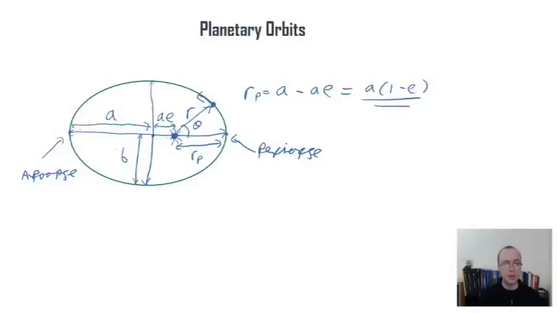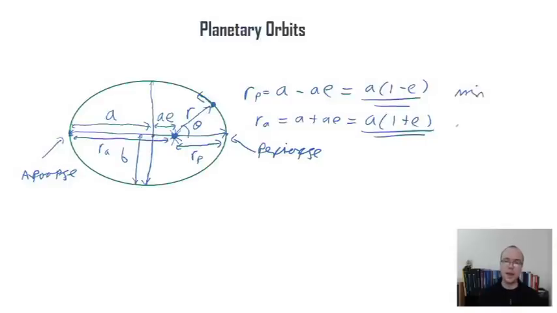And similarly, for the apoapse, when the planet is here, the distance will be this distance, and so it's just going to be A plus this small A times E. Again, we can simplify that by taking out a factor of A, and we get A(1 plus E). So this gives you the minimum distance of a planet from the Sun, and this here gives you the maximum distance, in terms of the quantity A, the semi-major axis, and the quantity E, which is called the eccentricity. It tells you basically how much the orbit deviates from being a circle.